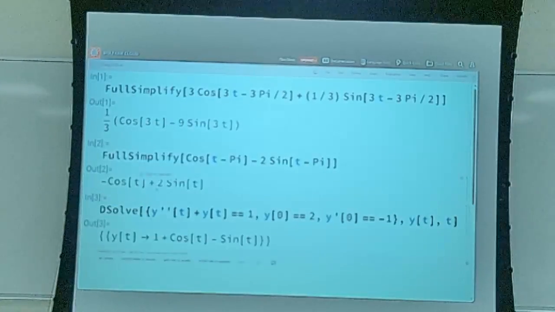There's your solution: 1 plus cosine of t minus sine of t. So that's y naught. Right, we'll just pretend that we solved that either using undetermined coefficients from before or the Laplace transform for the sake of time.